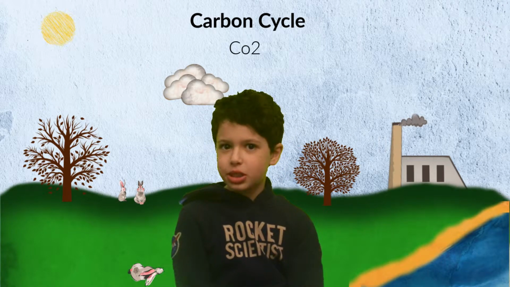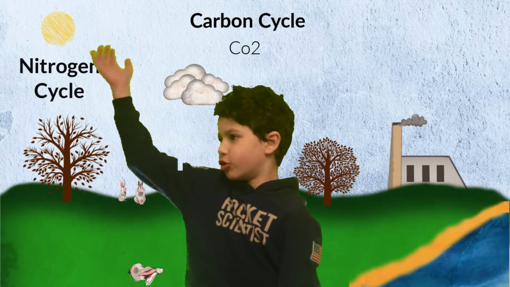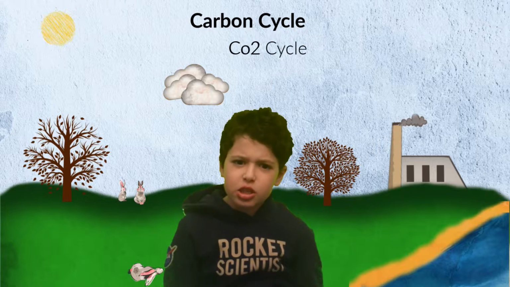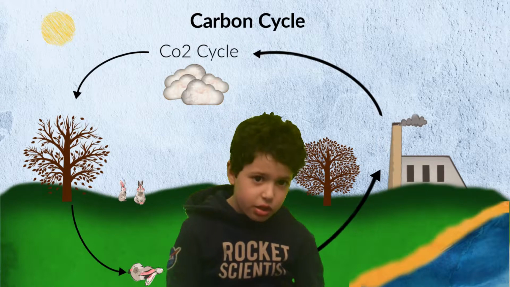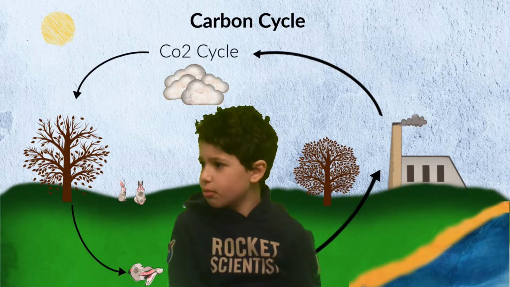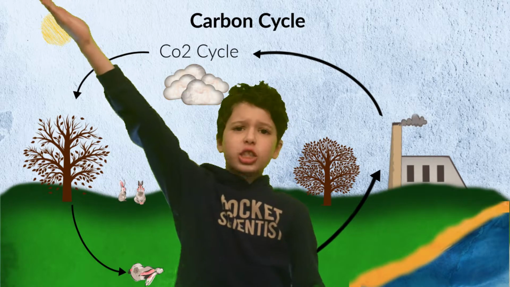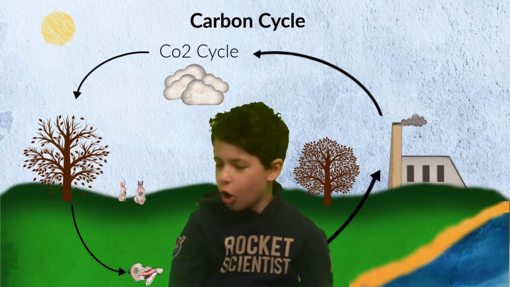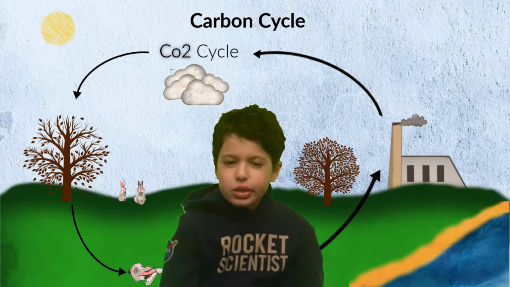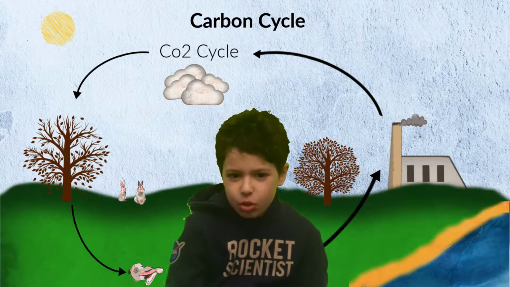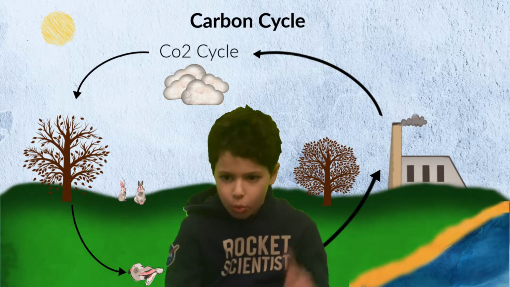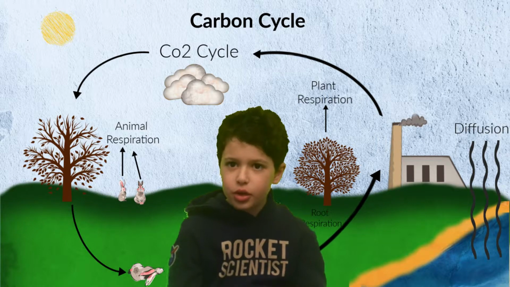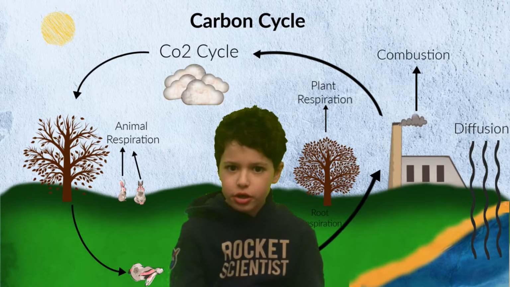And we know that there are 3 cycles: carbon cycle, nitrogen cycle, and water cycle. The carbon cycle is basically the process of nature using carbon. So let's say nature adds carbon dioxide but then takes it back away. So I'll call carbon dioxide CO2 because it's easier. Let's see all the methods that add CO2 to the atmosphere. 1. Respiration. 2. Diffusion. 3. Combustion. 4. Decomposition.